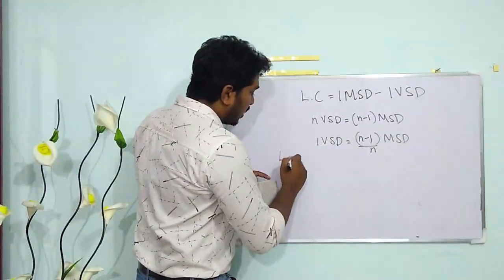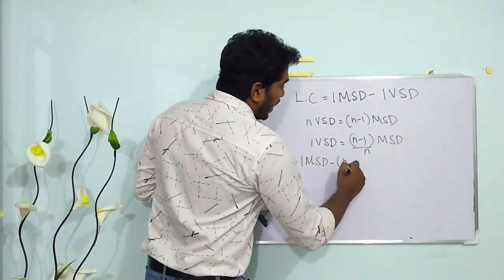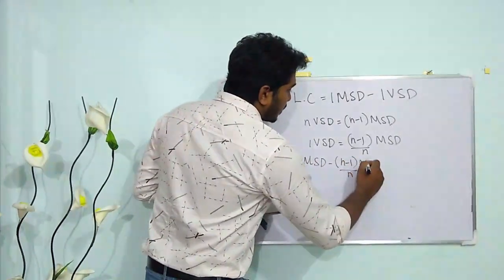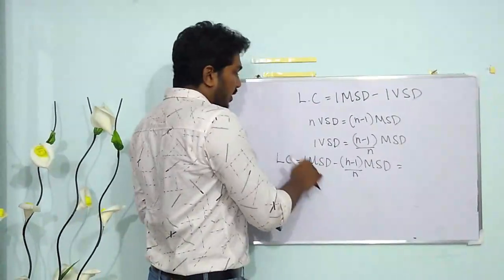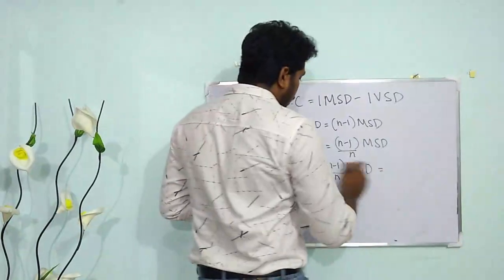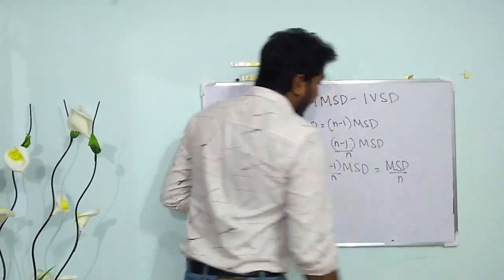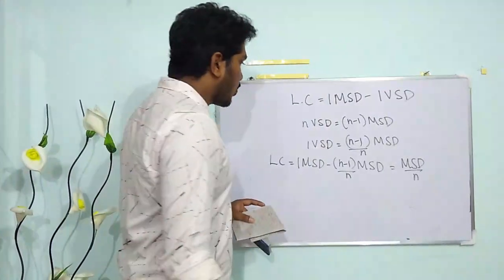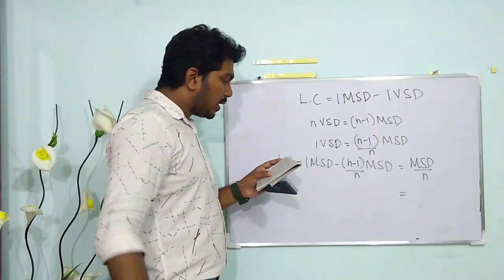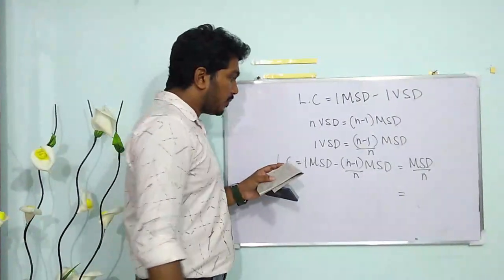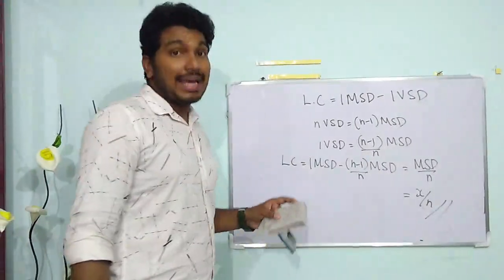So we'll be getting least count is equal to 1 MSD minus n minus 1 by n MSD. Cross multiply and simplify, you'll be getting n over here. So n minus n is gone. Minus minus plus. It is MSD by n. What is MSD given? MSD is given as x, so that will be x by n.